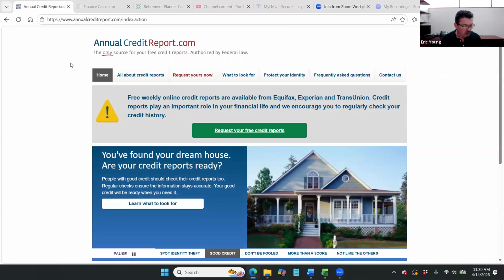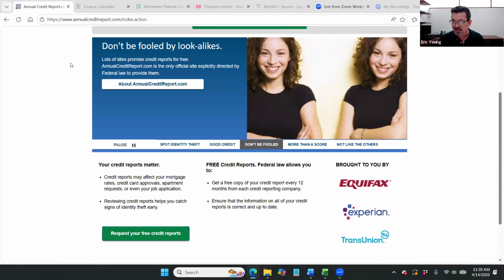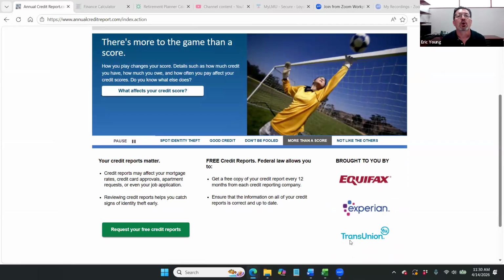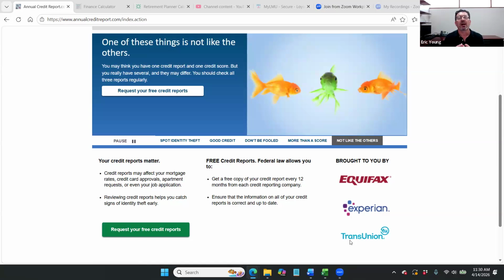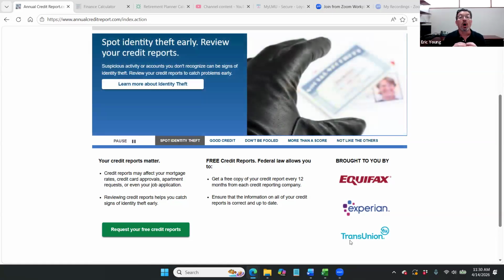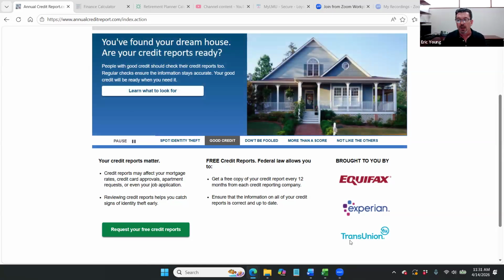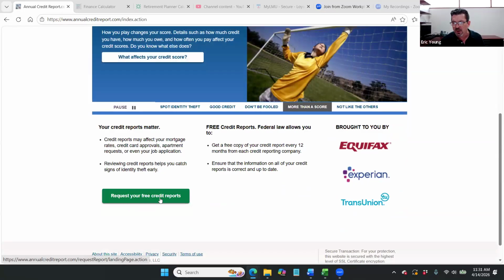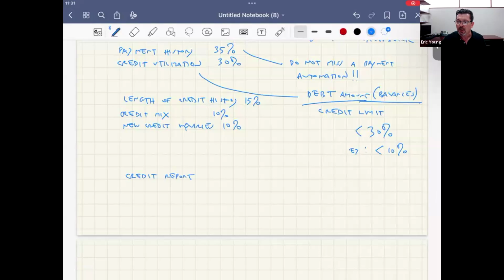There are 3 credit reporting agencies. They are Equifax, Experian, and TransUnion. These are the 3 credit reporting agencies, and they build credit reports on you. Your credit report is a comprehensive list of your payment history, all of your current debt that you have, your current balances. It's a really comprehensive snapshot of you. You're going to want to check this frequently because you're going to want to make sure that it's accurate. So you go to annualcreditreport.com, you click request your free credit reports, and you request your free credit report. And it will be delivered to you as a PDF.